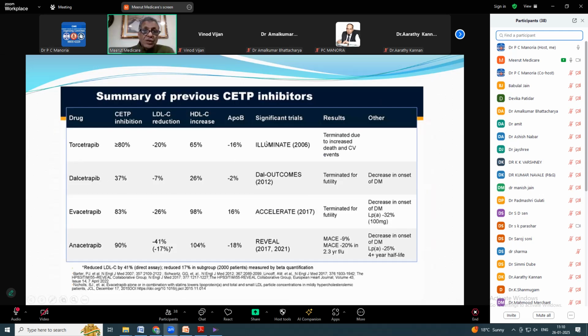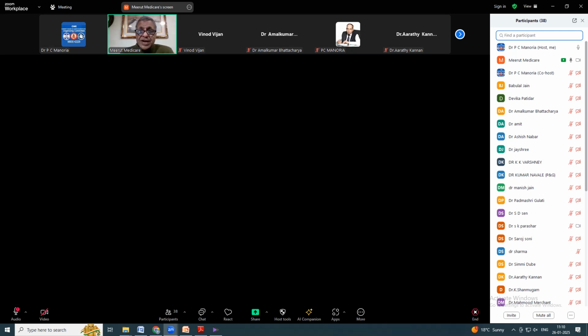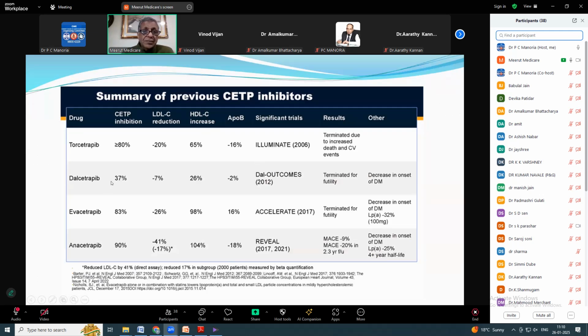This is the trial of all the drugs. Torcetrapib failed because of off-target side effects. With dalcetrapib, you can see hardly any effect on LDL-C and hardly any effect on ApoB, but it decreased the onset of diabetes, and the trial was terminated for futility. If you look at evacetrapib, again the LDL-C reduction was modest. The ApoB reduction was not there, it increased. And that's why it resulted in futility.